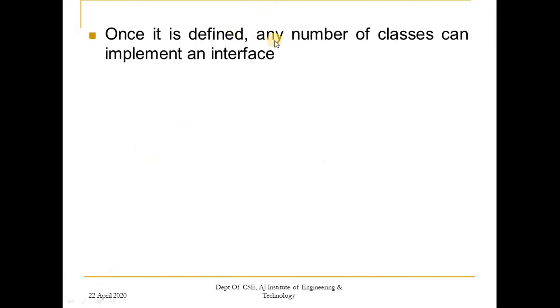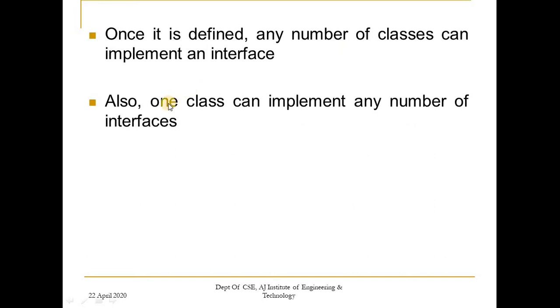Once it is defined, any number of classes can implement an interface. So once we define an interface, any number of classes can implement that interface. Also, one class can implement any number of interfaces. So one class can implement two or more interfaces.